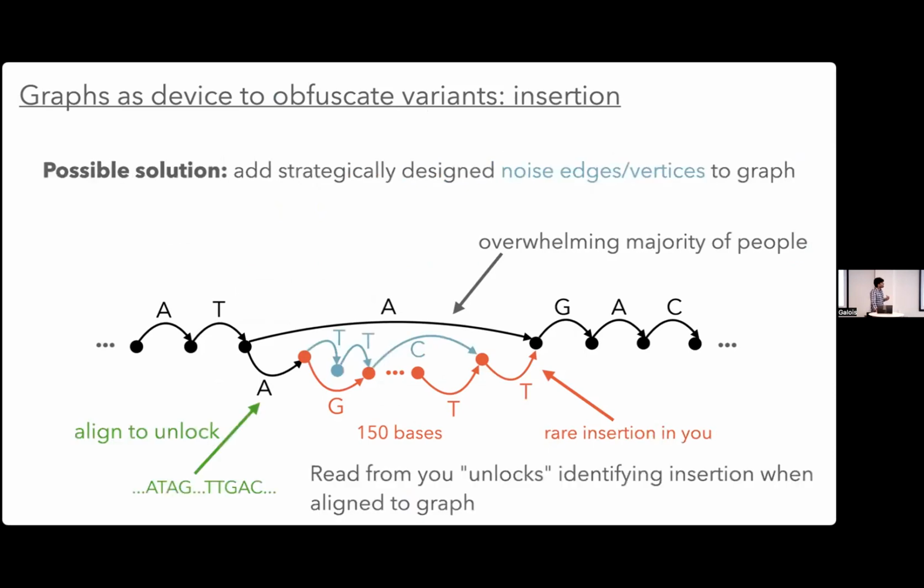One way to deal with this is by obscuring that variant by adding strategically designed noise edges and vertices to the graph. Then that adds alternate walks in the vicinity of the variant. You might not be able to directly observe it. You can imagine formulating this problem more rigorously, perhaps to obtain privacy guarantees. When you come in with a read, you align that read to the graph to unlock the variant if that read contains the variant. So you only really recognize the variation if you have a read that contains the variant.